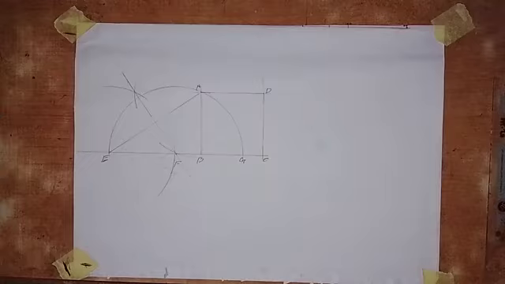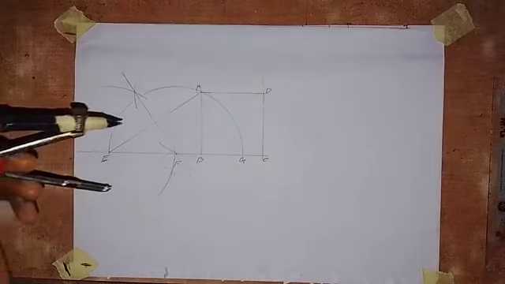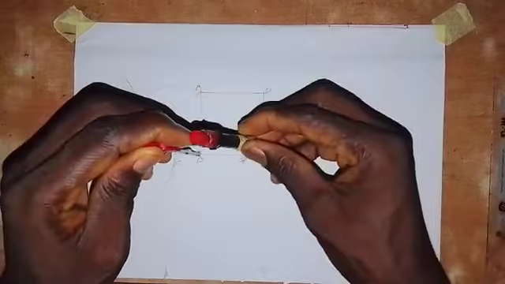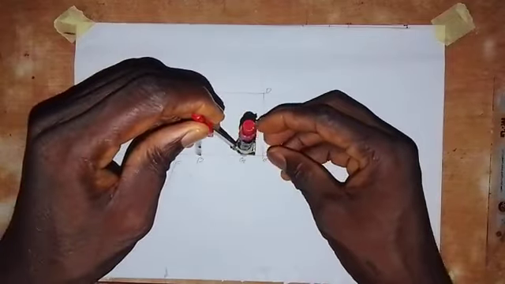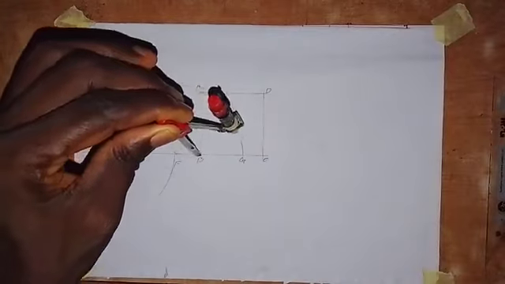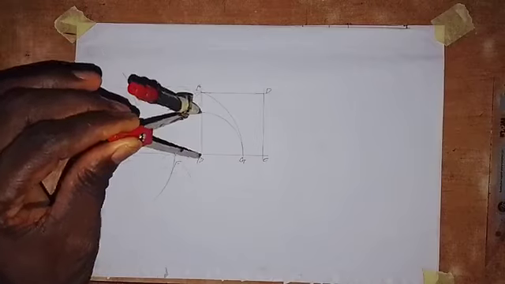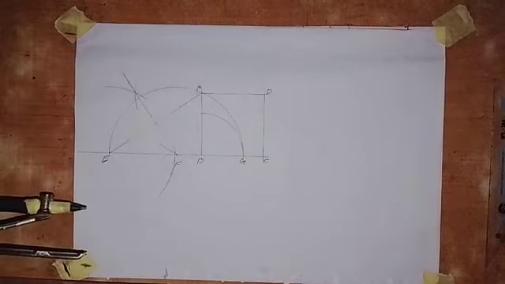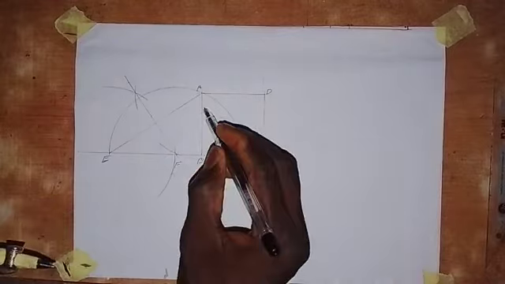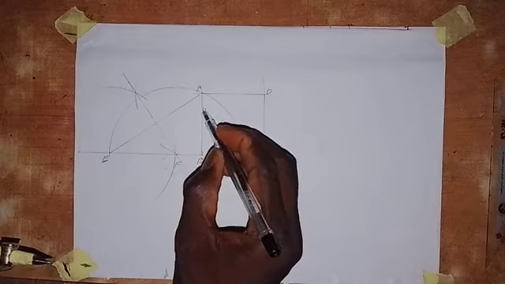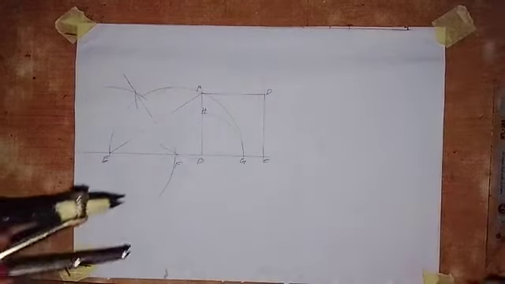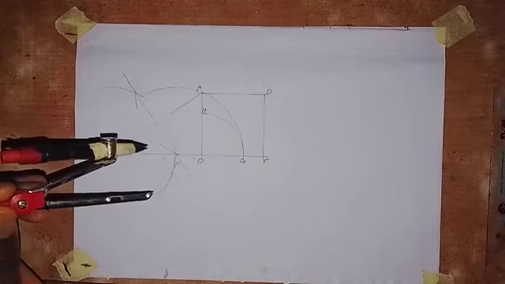Then the next thing that we are going to do is, with the pinpoint of the compass at point B, extend the pen point to point G, then draw an arc to touch this line AB at this point. This point I will call point H. So line BH is the width of the rectangle. BH is the width of the rectangle.